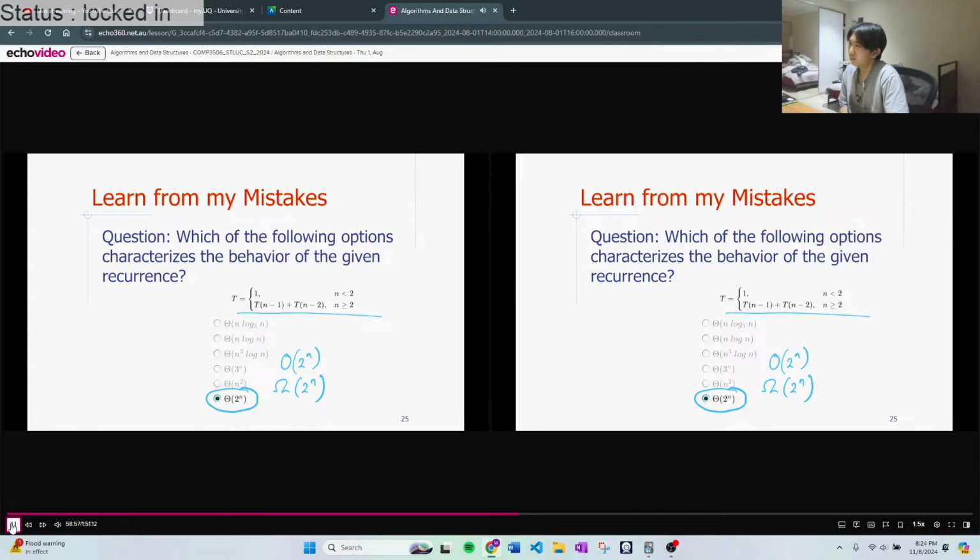Lower bound. Definitely lower bound. Omega. It's not theta 2 to the n. Why is it not theta 2 to the n? It's not theta because it could be worst case. Actually, none of these answers are correct. None of these hold. Why? What's wrong with theta 2 to the n? Lower bound. It's not omega 2 to the n. Yeah. This actually doesn't hold.